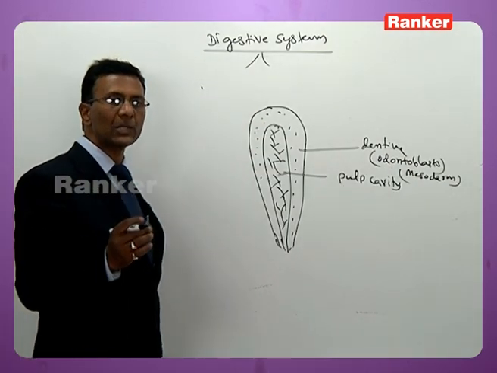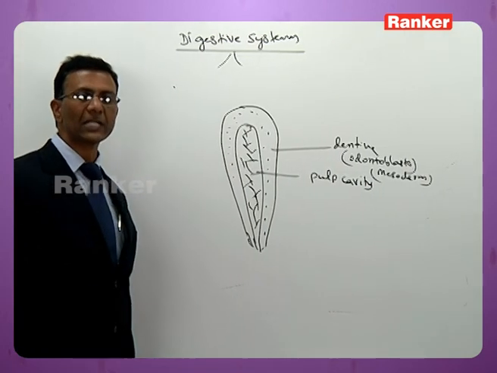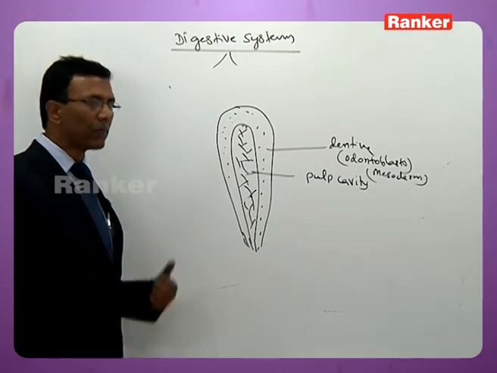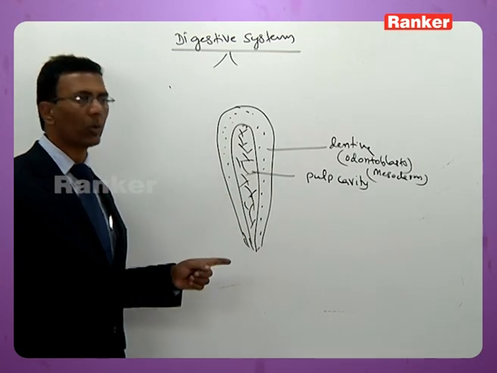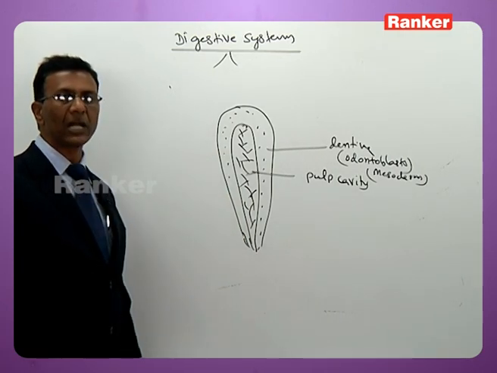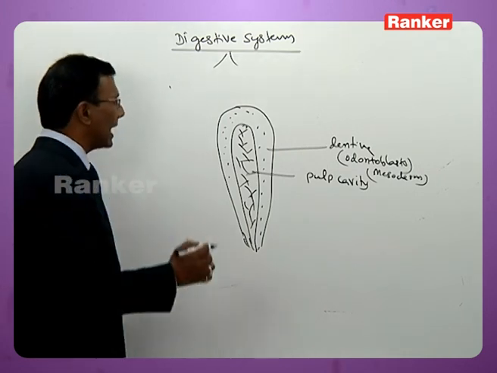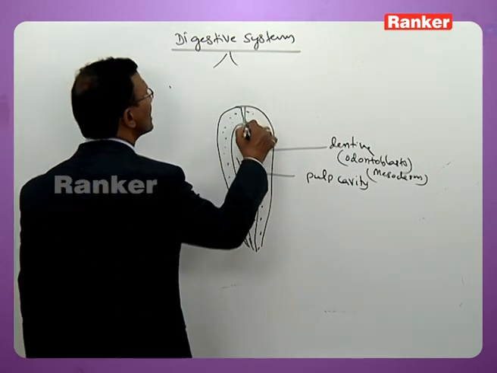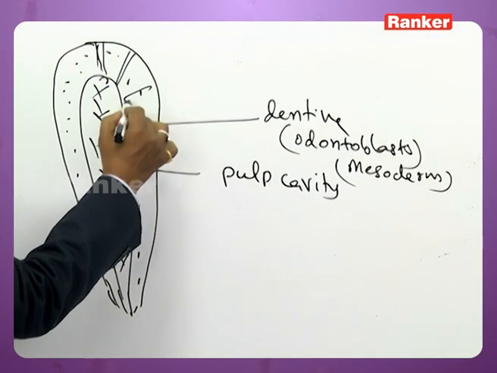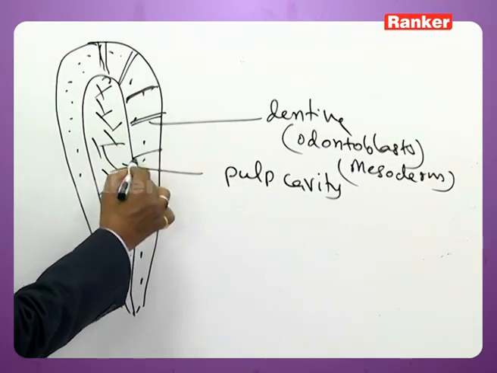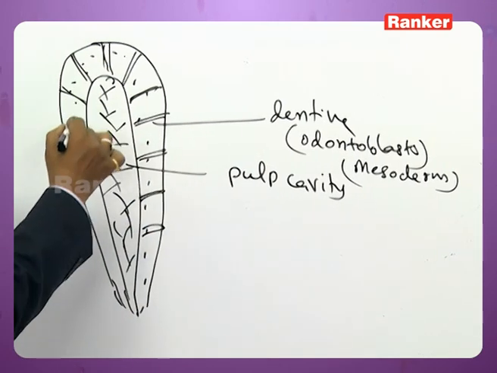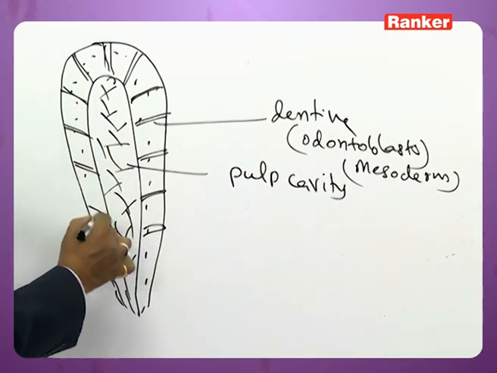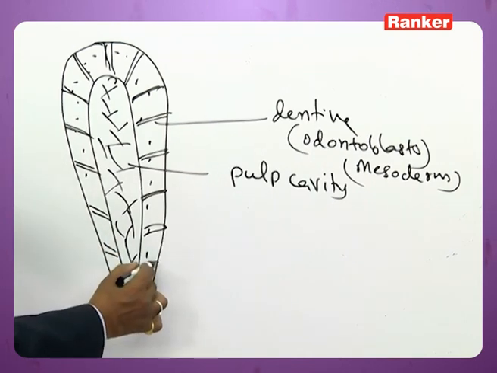Part of the tooth arises from mesoderm and part of it arises from ectoderm. So which part of the tooth arises from mesoderm? The dentine. Dentine is synthesized by odontoblasts. Odontoblasts in turn originate from mesodermal layer. Then the entire dentine is traversed by canaliculi like this. Canaliculi are the structures through which nutrients are supplied to the tooth.